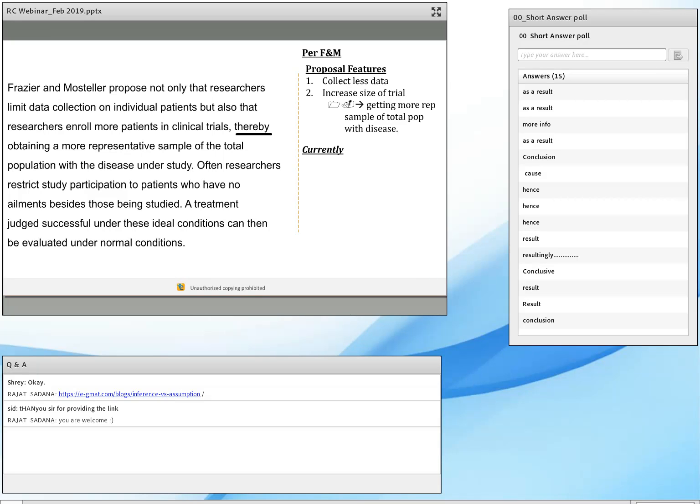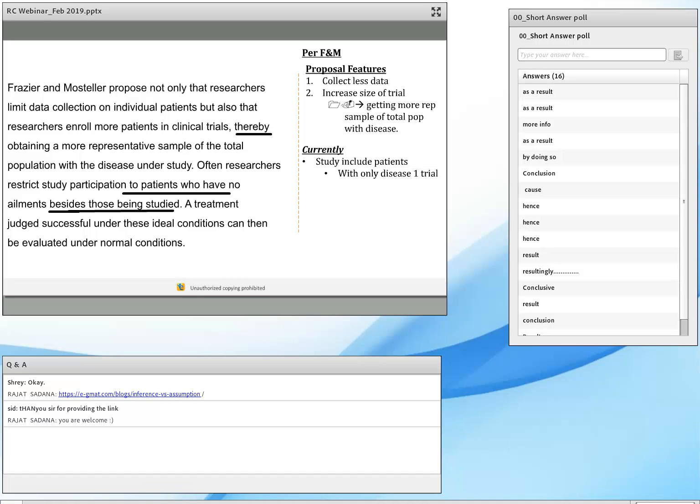And then the author talks about what happens currently. Often researchers restrict participation to patients who have no ailments besides those being studied. What does this statement mean? It means currently the study only includes those patients whose only disease is the one being studied in the trial.